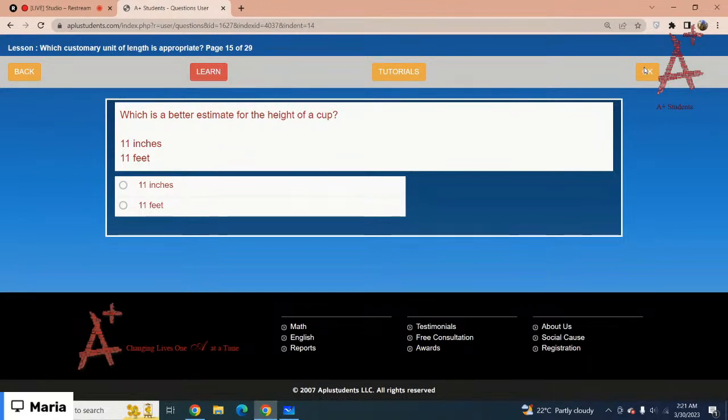Okay, which is the better estimate for the height of a cup? 11 inches or 11 feet? Yes, it would be 11 inches. Got it? Because for a cup, 11 feet is too long. Got it? It would be 11 inches. The height of a cup is 11 inches.